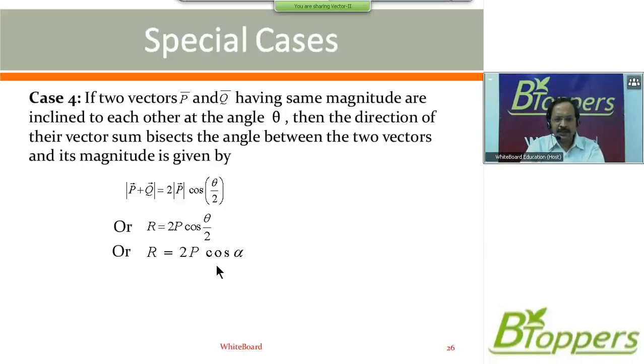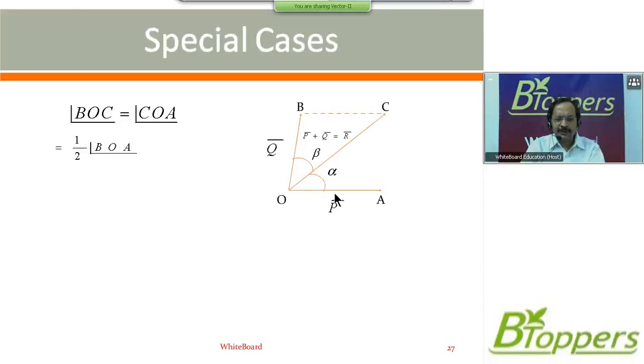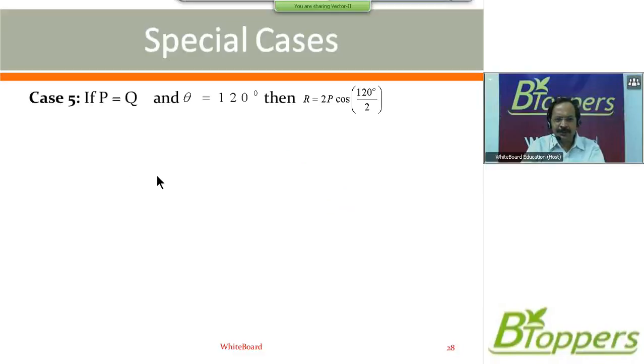or you can also write as R equal to 2P cos alpha. Here alpha is the angle made by the resultant with the first vector P bar. Beta is the angle made by the resultant with second vector Q bar. So if the two vectors P bar and Q bar have same magnitude, then the resultant bisects the angle between the two vectors. That means the angle BOC, which is denoted by beta, is same as the angle COA, which is denoted by alpha. That is equal to half of the angle BOA.